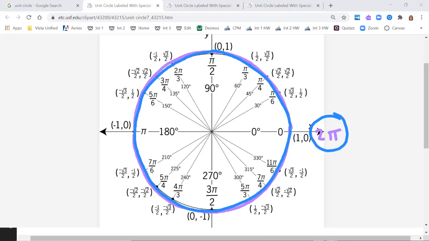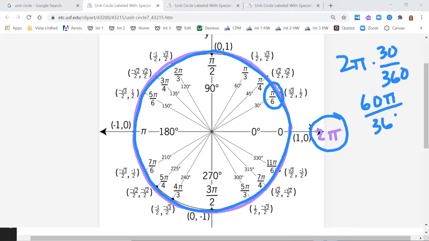Now, if you look here at this 30 degrees that we were just talking about in the problems, that 30 degrees has a pi over 6 right there. Okay, 30 degrees is pi over 6 of this circle, because if I take 2 pi, which is all the way around the circle, and I basically have 30 out of 360 of it, I end up with 60 pi out of 360, which I can reduce to pi over 6.